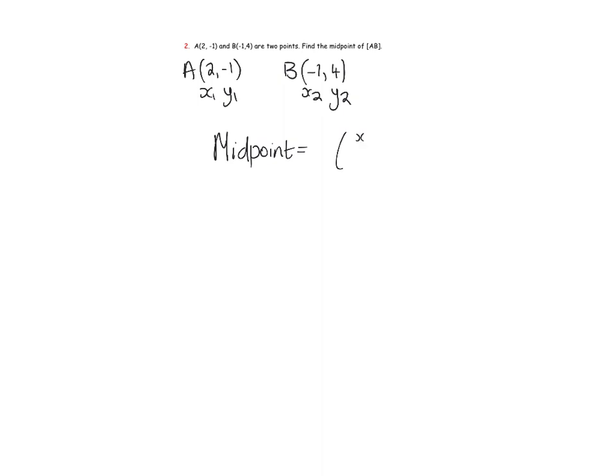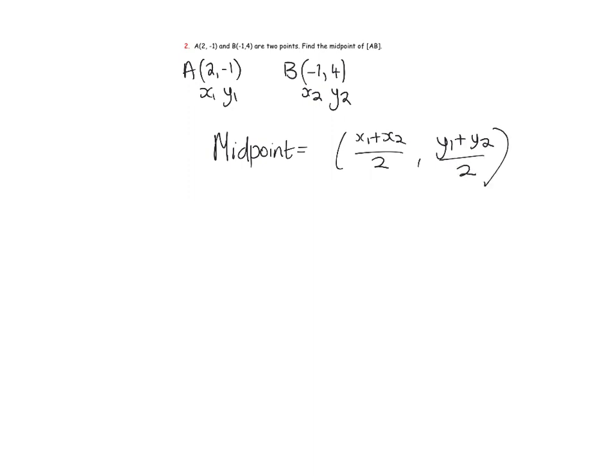Example 2: we have A, which is (2, -1), and B, which is (-1, 4). There are two points, and it wants us to find the midpoint of AB. Again, the first thing we do is write down our points. We do this with most questions in coordinate geometry, and we label those points. So 2 is x1, -1 is y1, and then we have x2, y2. Again, what we do next is write down the midpoint formula. So we can write the midpoint is equal to x1 plus x2 over 2, y1 plus y2 over 2.